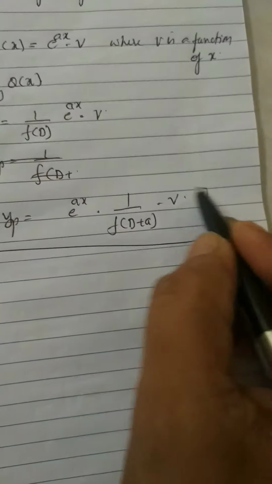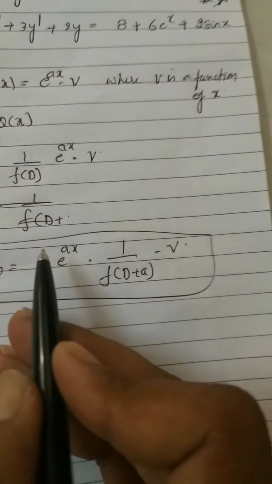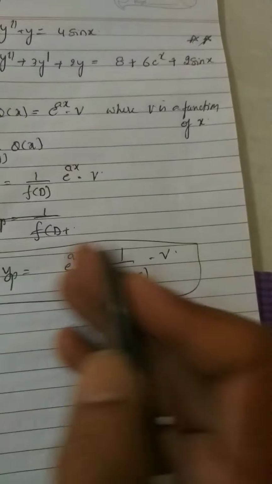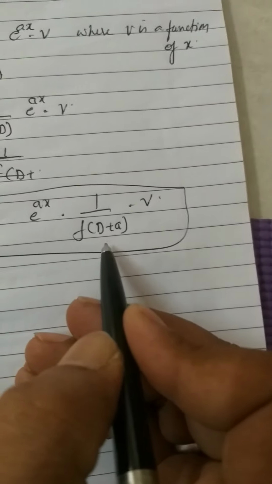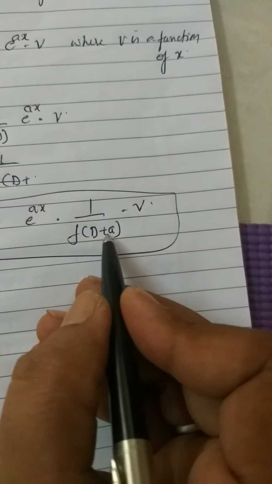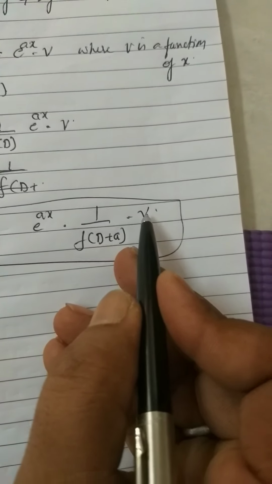You have to remember this one. Now, the exponential function we are taking outside, and in 1 by f of D we are replacing D by what? D plus a. This is a very, very important one. Into the remaining thing, v.